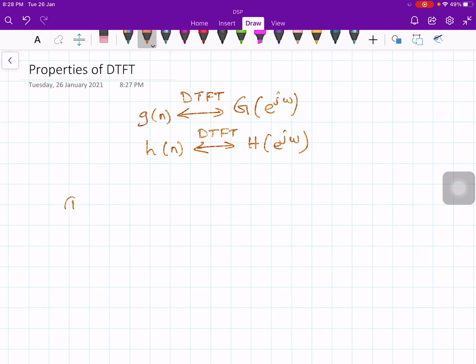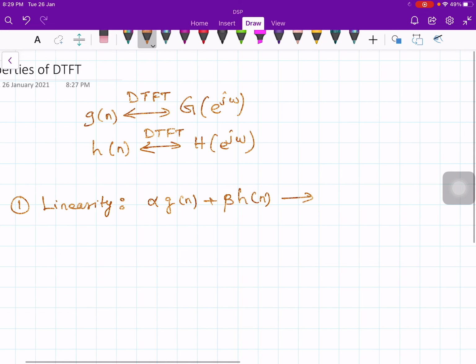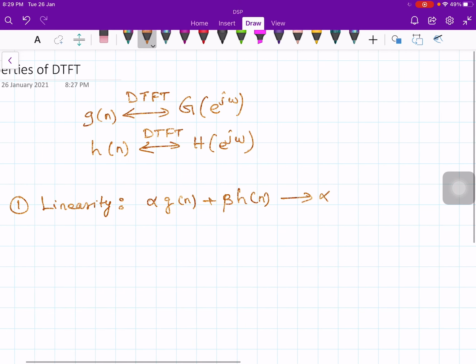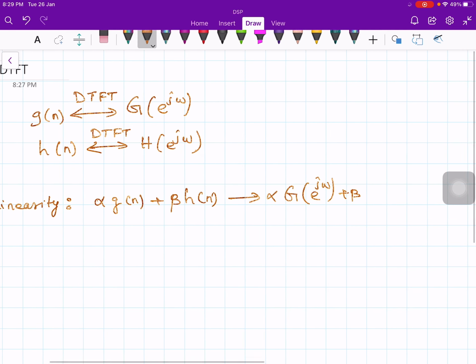Now the first property is linearity. The linearity says alpha times g of n plus beta times h of n gives rise to alpha times the Fourier transform of g of n, that is capital G of e to the j omega, plus beta times the Fourier transform of h of n, which is capital H of e to the j omega.